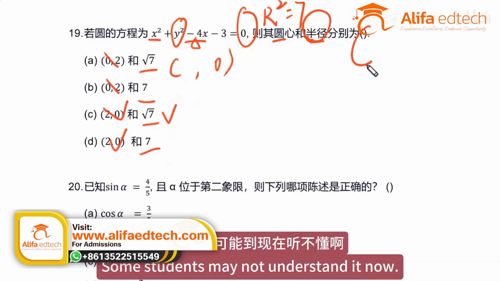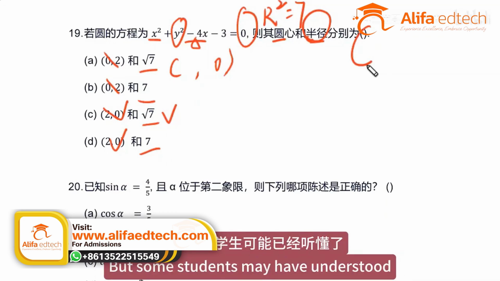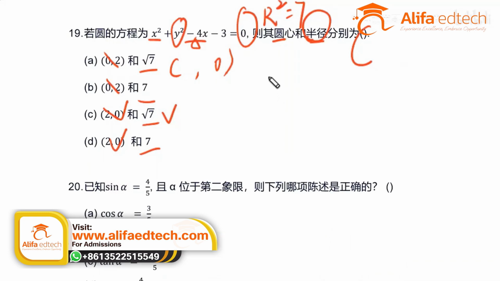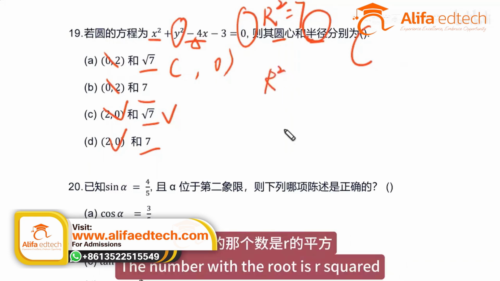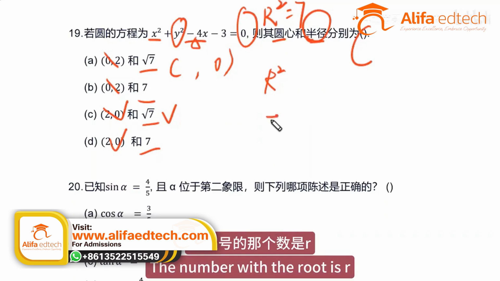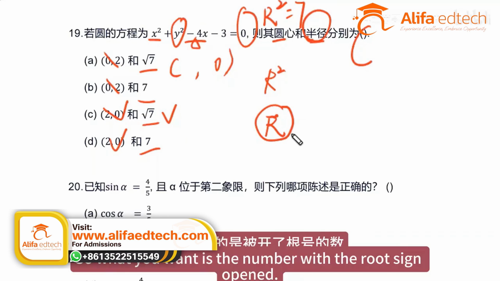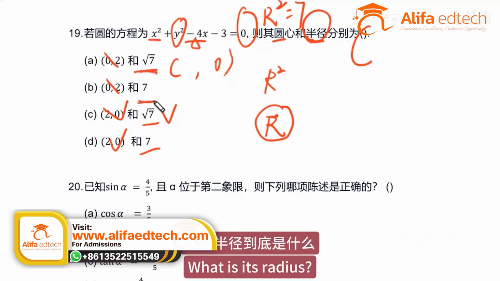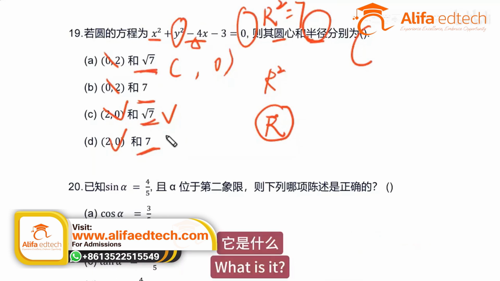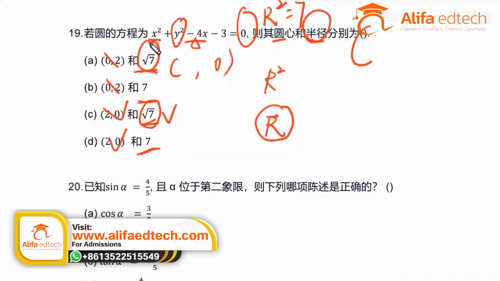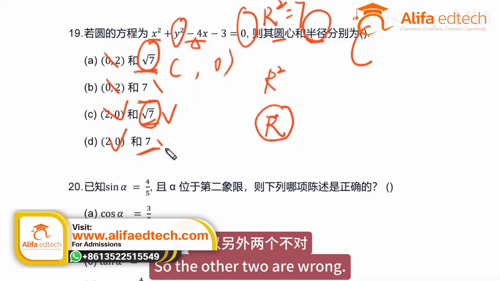Some students might still not get it at this point, but some may have already understood. My approach is this. Among these options, the number without the square root is r squared, and the number with the square root is r. What do you need? You need r. So what you need is the number under the square root, so you don't actually need to calculate what the radius is. Just take whatever is under the square root as it is. That's exactly what I want. Do you understand now? So the other 2 options are incorrect.